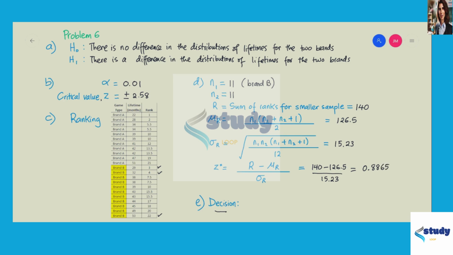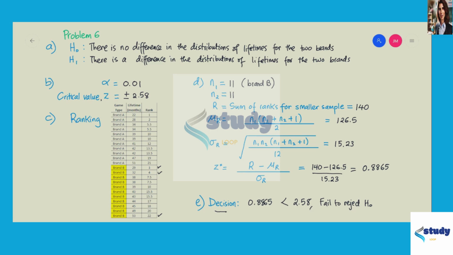At this point, we can compare the calculated z value, which is 0.8865, to the critical value of z, which is 2.58. And in our case, we see that 0.8865 is less than 2.58. And for that, we make the decision to fail to reject the null hypothesis.